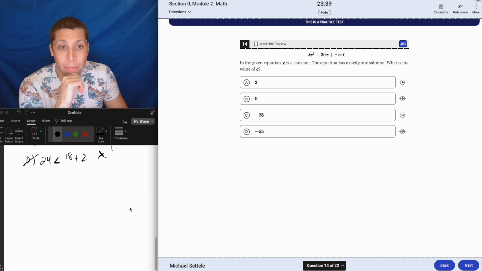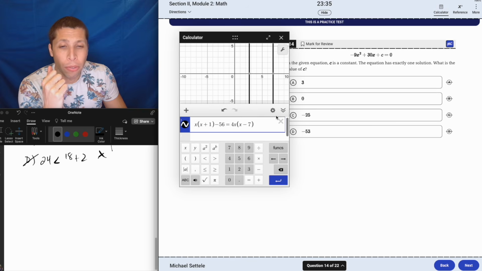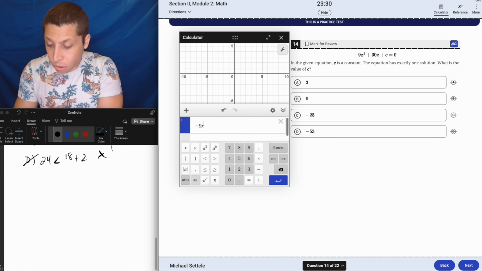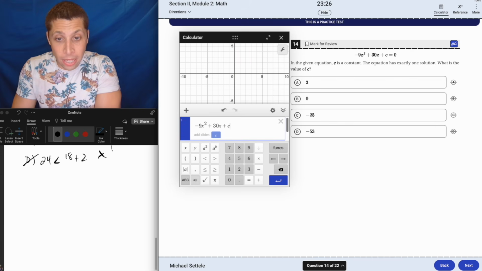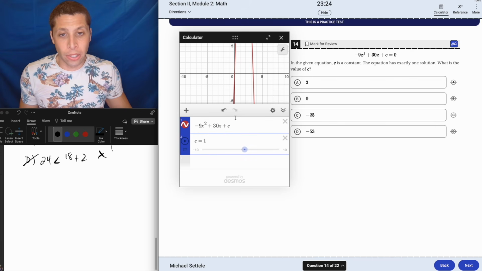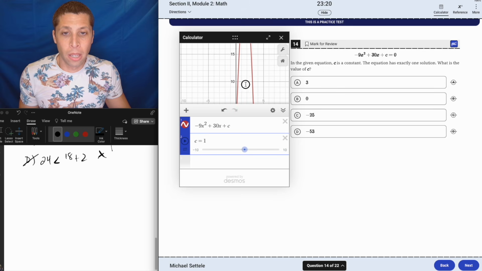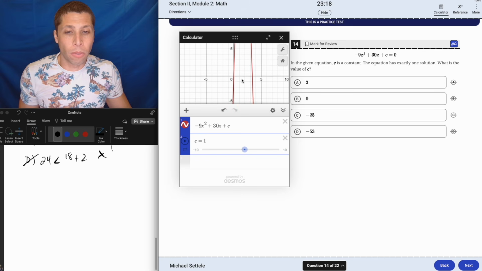Okay, what is the value of C? Here's a case where I'm going to go to Desmos. I could do the discriminant here, but I know what I'm going to do. Negative 9x squared plus 30x plus C. And I'm going to add a slider for C. And basically it's going to graph the parabola. And there it is. And I want one solution.